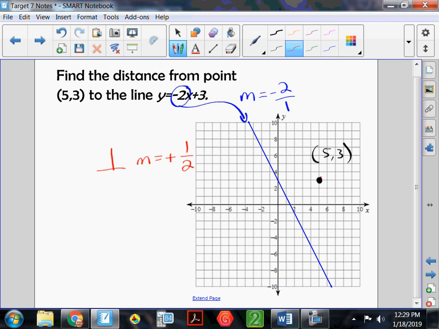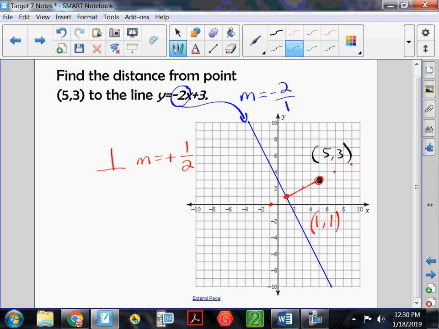So if I start at my point, 5, 3, I need to draw a line that has a slope of 1/2. So usually we would go up 1 over 2 a couple times. You could go down 1 and left 2. And I don't need to draw the entire line. I really just need to draw the line segment. So if I draw the line segment with that slope of 1/2, I can see it intersects at the point 1, 1.